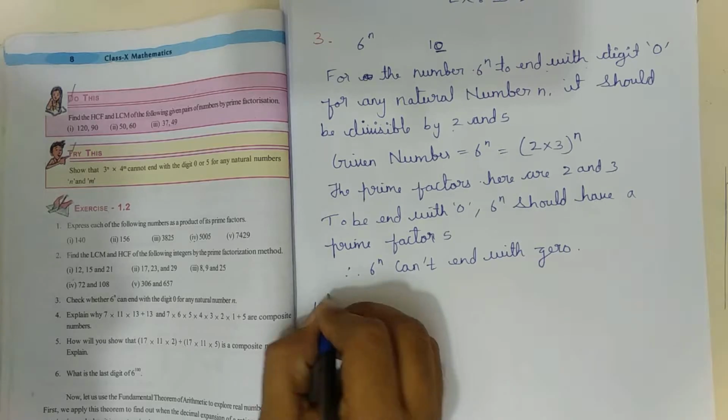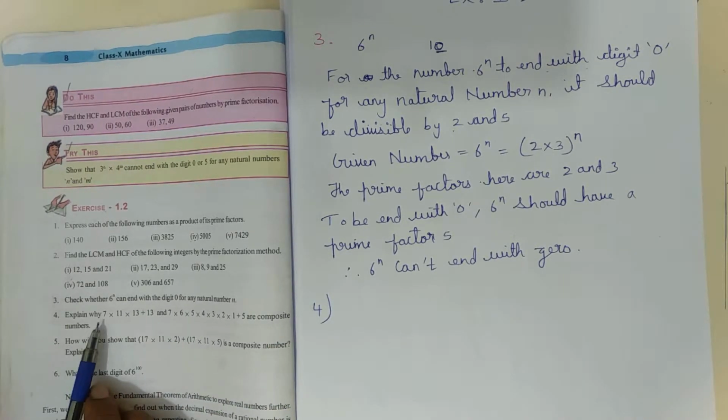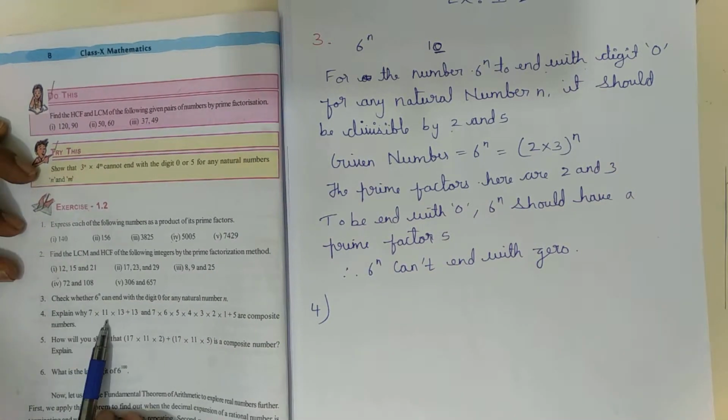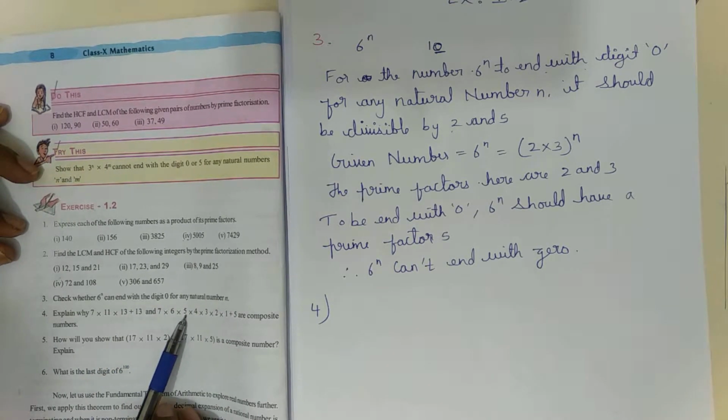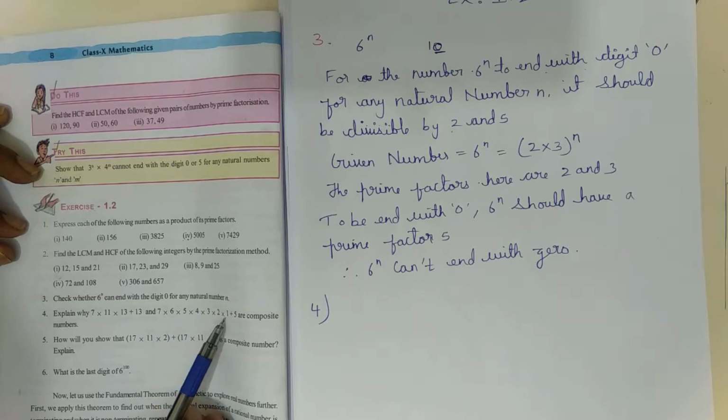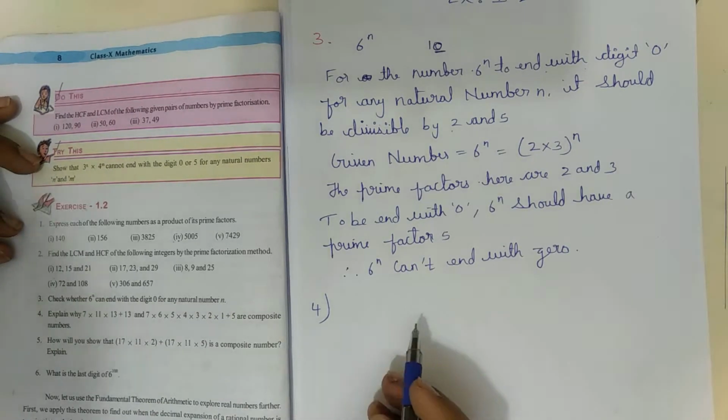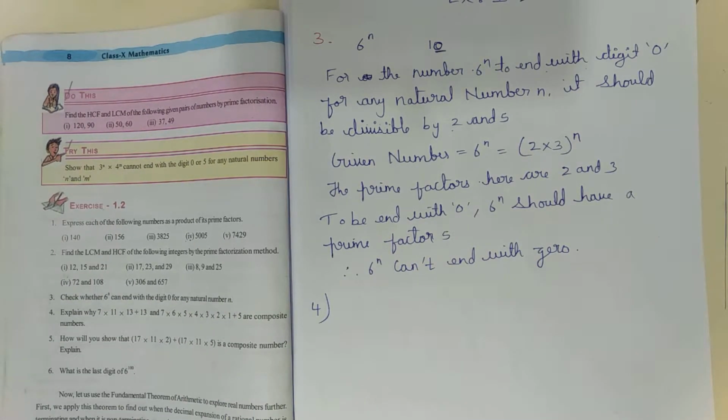Okay, next we will see the fourth question. What is given in the fourth question? Explain why 7 into 11 into 13 plus 13, and 7 into 6 into 5 into 4 into 3 into 2 into 1 plus 5, are composite numbers.